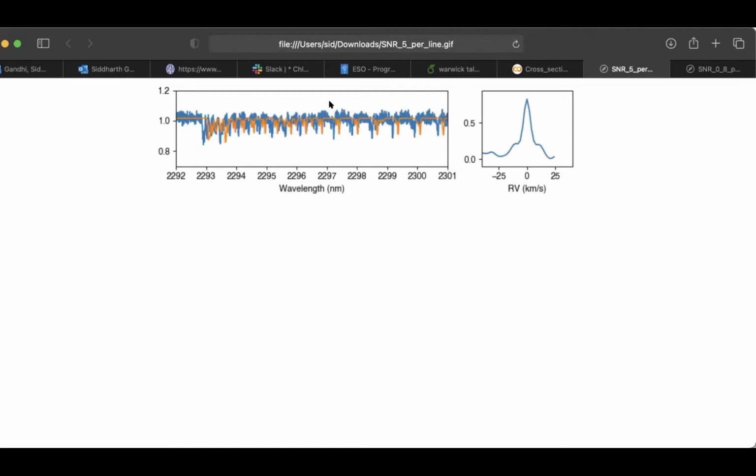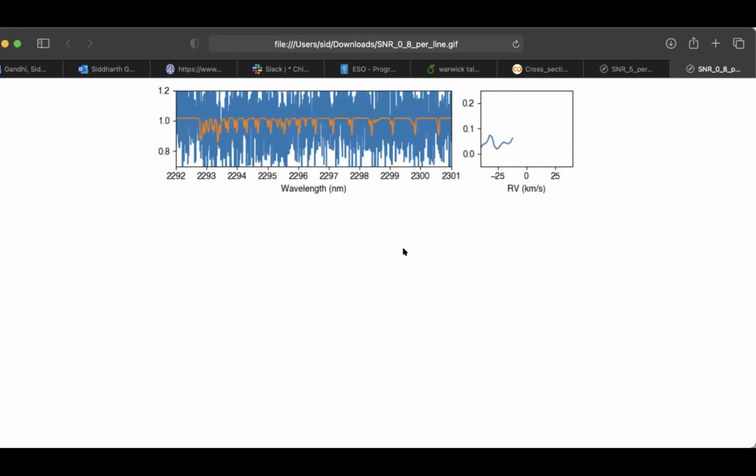This is probably the kind of noise that we might get for a hot Jupiter from ELT. But currently we probably have something that looks a bit more like this, where the signal to noise is about 0.8 or even less in some cases. So your planet signal is buried in the noise, but this cross-correlation can still extract that signal quite nicely, as you can see here. Just because on average, over those thousands of data points, thousands of lines, the noise will average to zero, whereas the spectrum will not.